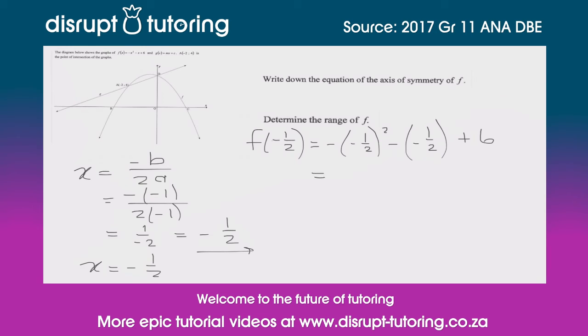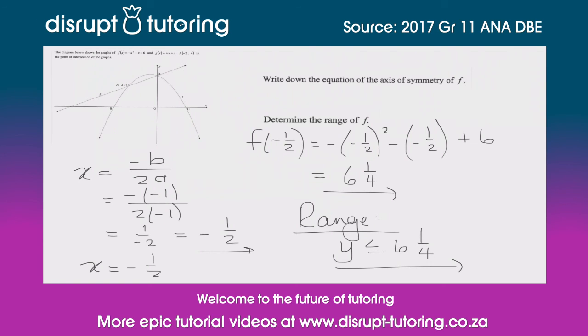And you do the same. And we should end up with 6 1/4. What does that mean? That means that the y value at our turning point is going to be 6 1/4, which means that any y value below and including 6 1/4 will be part of the f graph's range. So to finish this off, we're going to say that the range in this case is going to be y's that are less than or equal to 6 1/4. And that will get you your marks for that particular question.